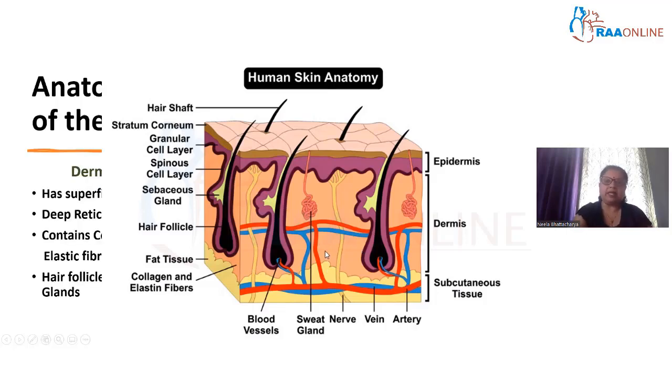Now, the dermis contains collagen. It has a big capillary network. It is intensely vascular. It has nerve fibers which are raw and are very sensitive to pain. There are hair follicles. There are sebaceous and sweat glands.